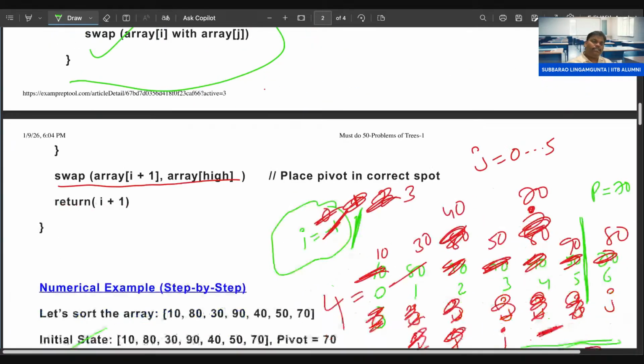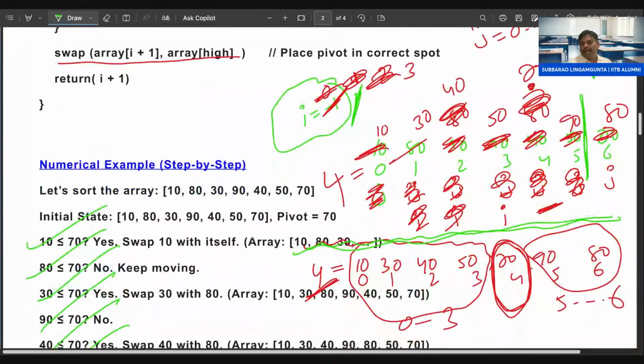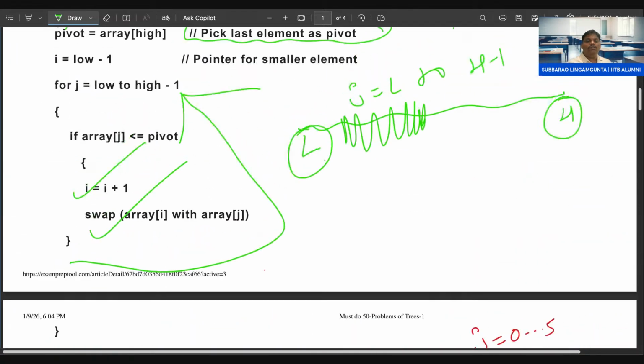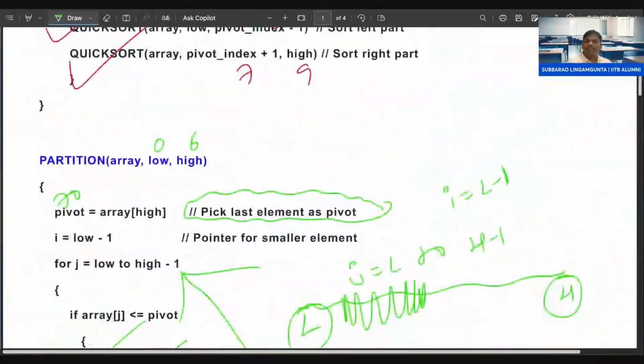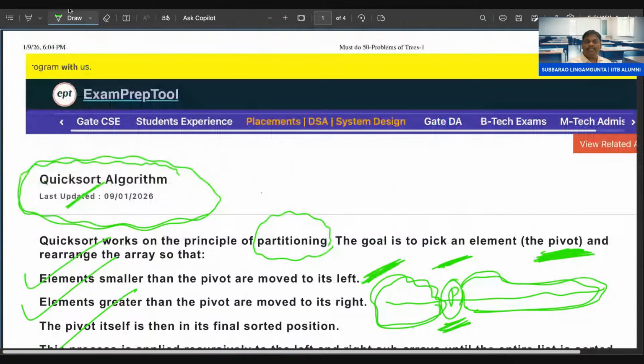Lastly, at the end of the for loop, swap with the pivot element and i plus 1. Return i plus 1. It returns the position of the pivot element. Now the pivot element is sorted, but the left part and right part are not sorted. The left part calls the recursion, and the right part also calls the recursion. I think I explained the sorting algorithm very carefully.